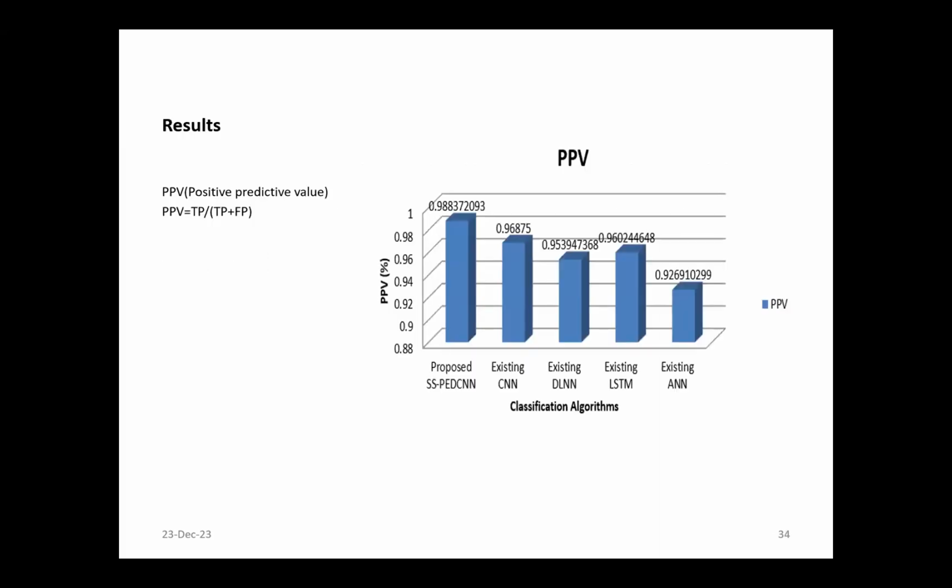These results are calculated by using PPV, that is positive predictive value. That is true positive divided by true positive plus false positive. The PPV value of the proposed algorithm is 0.988372093 compared to the other existing CNN, DLNN, LSTM and ANN algorithms, which is more than the other algorithms.